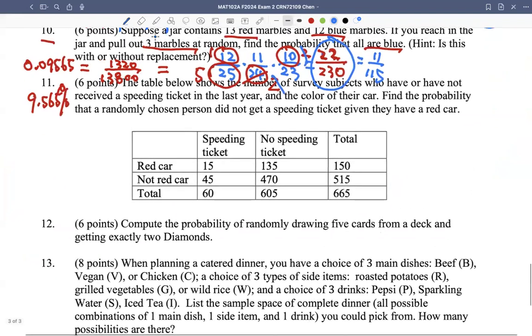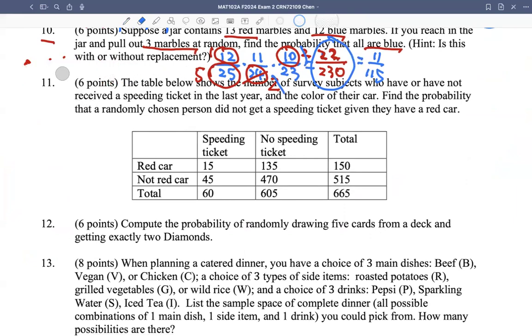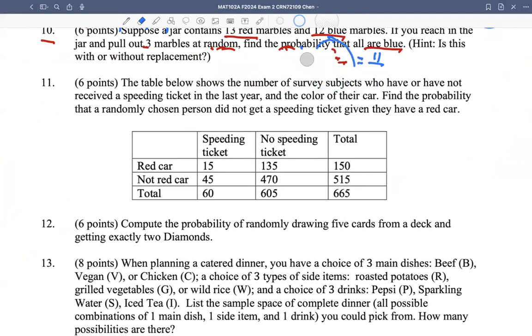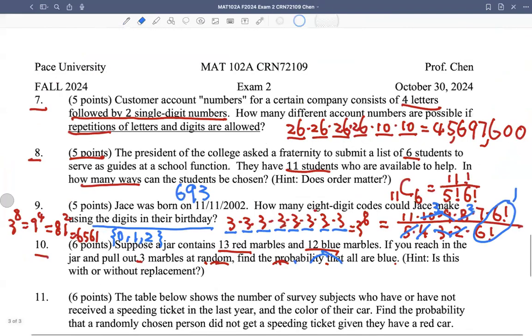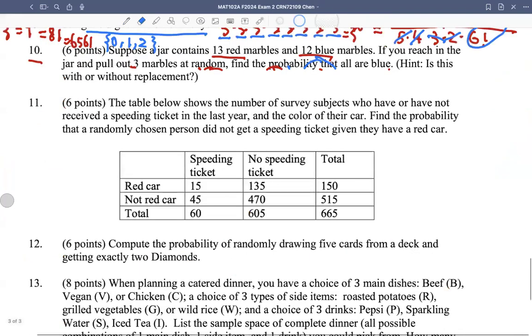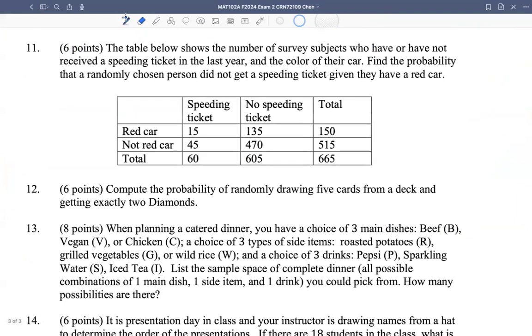All right. I need to erase this. Now let's see 11. Actually, allow me to make another video for 11. 11 to 14, I'm going to make another video, all right?